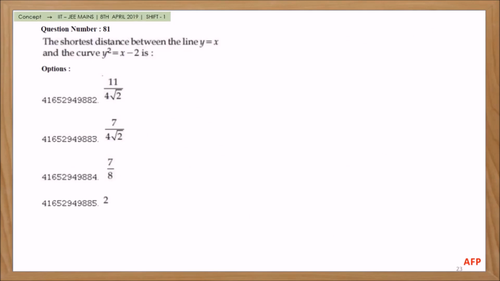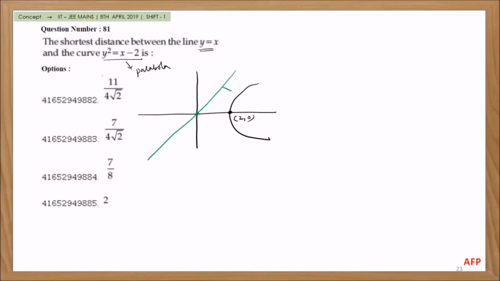Next problem: the shortest distance between the line y equals x and the curve y square equals x minus 2. So this is a parabola, and this is a straight line. Now I will draw the diagram. Here you can see the center is shifted here. It is 2 comma 0, and a line is there which passes through the origin. To find its shortest distance, which is nothing but the perpendicular distance, this point you are supposed to find.